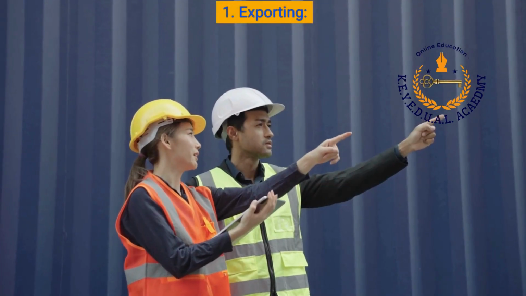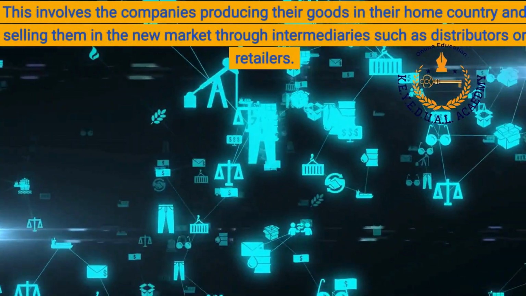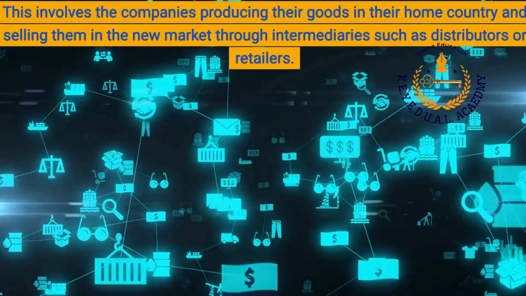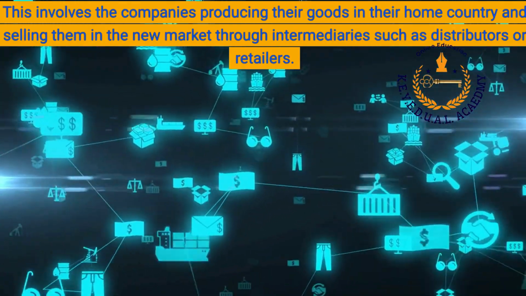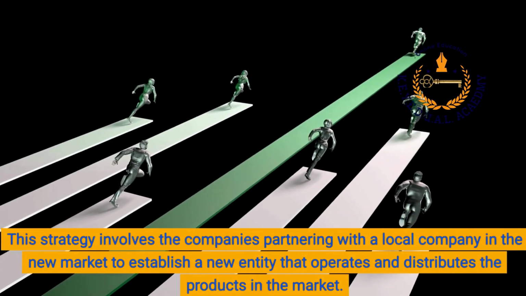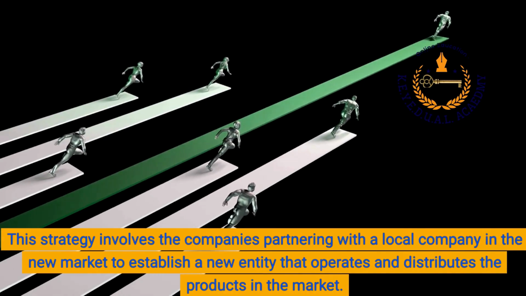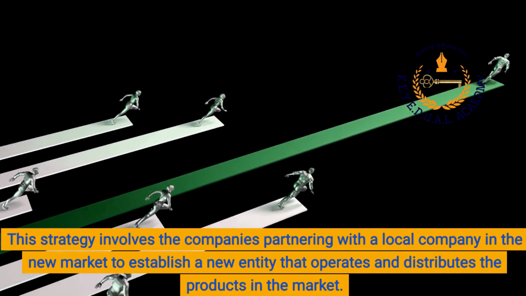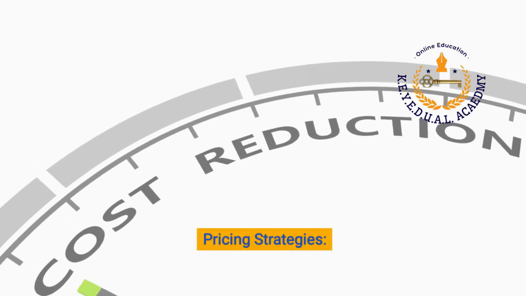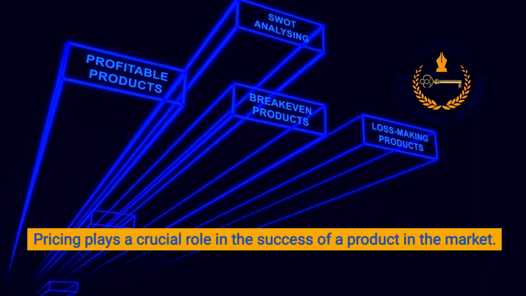1. Exporting. This involves the companies producing their goods in their home country and selling them in the new market through intermediaries such as distributors or retailers. 2. Joint ventures. This strategy involves the companies partnering with a local company in the new market to establish a new entity that operates and distributes the products in the market. Pricing strategies. Pricing plays a crucial role in the success of a product in the market.